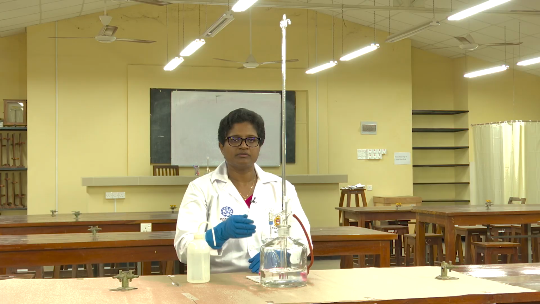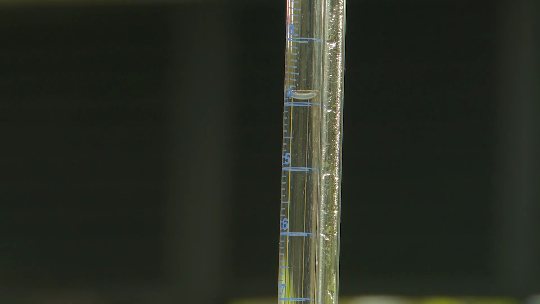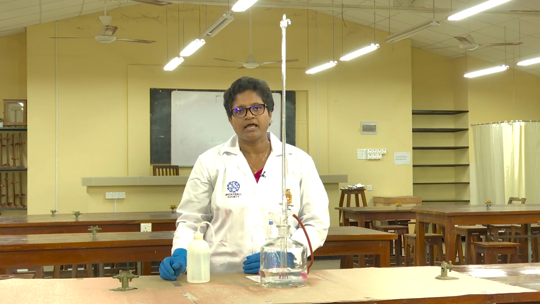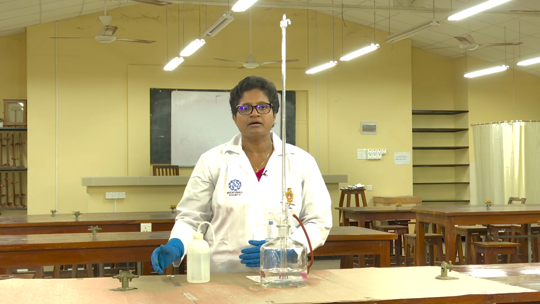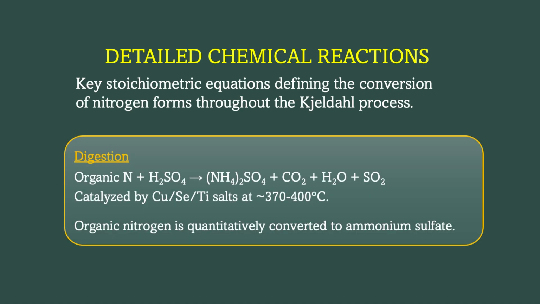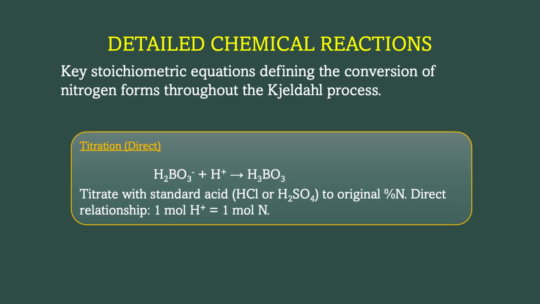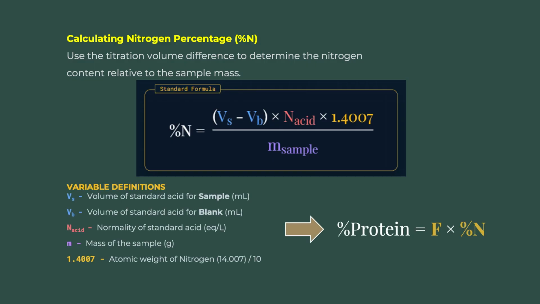Now you can obtain the burette reading by looking at it from eye level. With this burette reading, you can proceed with the calculation and determine the amount of nitrogen present in the soya meat sample we used here. And hence you can determine the total protein content present in your sample.